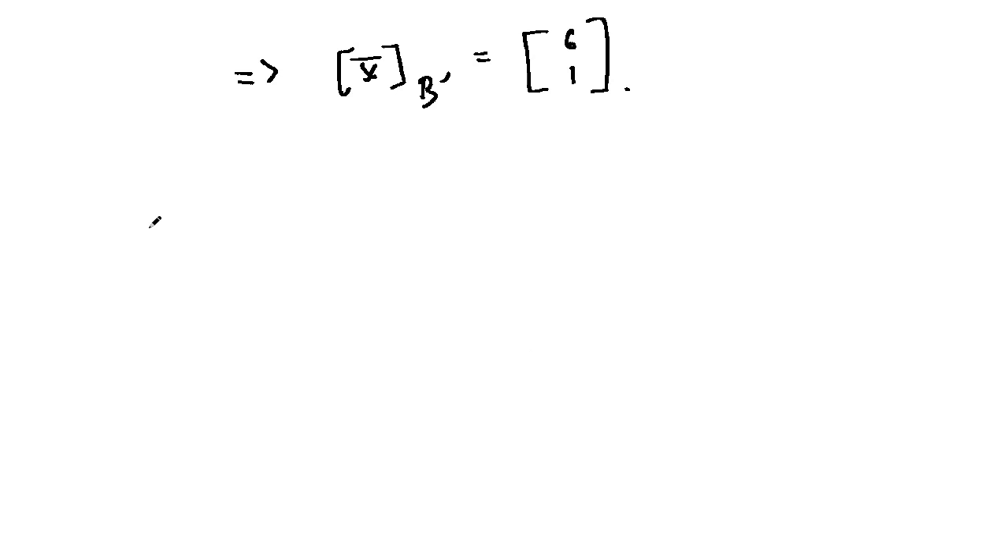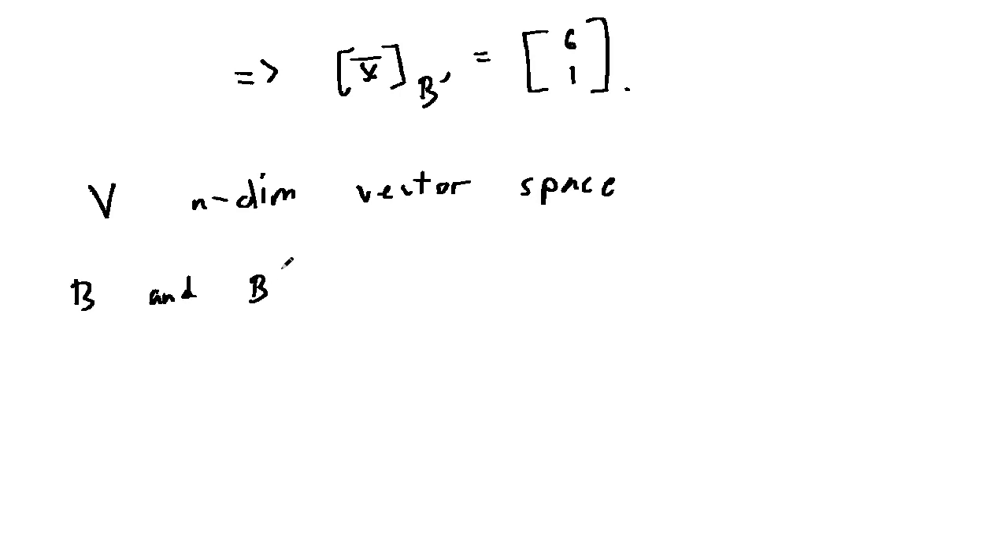But more generally, if V is an n-dimensional vector space, and B and B prime are two bases for V, then we want to be able to change the basis from B to B prime for any vector in V. It turns out that there is a way to do this.